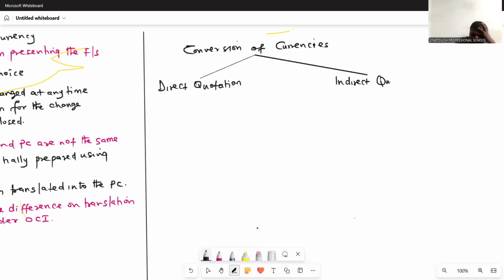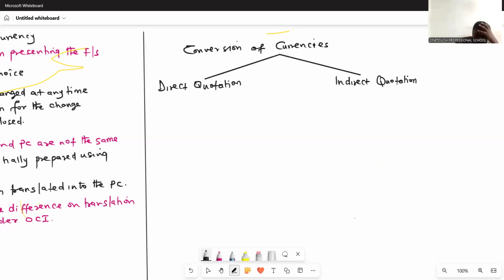The class 3 or class 4 approach does not care whether it is direct quotation or indirect quotation. It will always give you the correct answer. So what our teachers taught us in class 3, class 4, is very powerful. They knew that we were going to use it under IAS 21. You understand? That's why they taught us. So if you didn't attend class 3, class 4, then tonight you are in serious trouble.